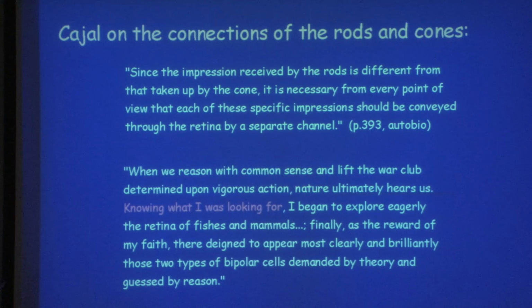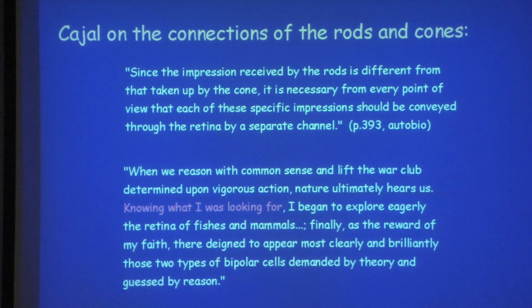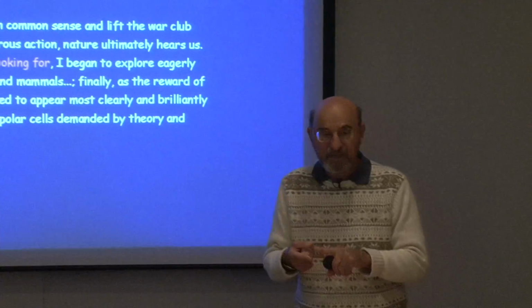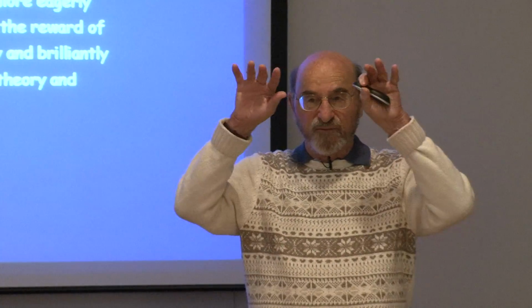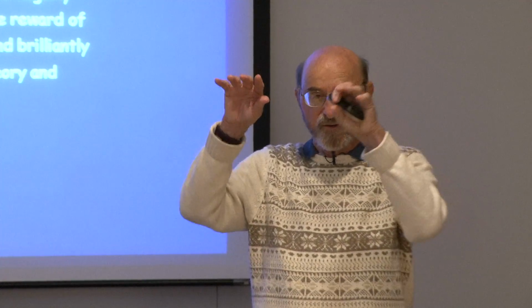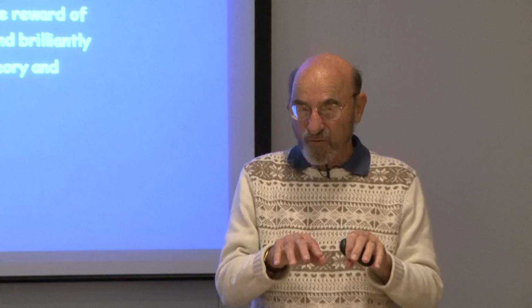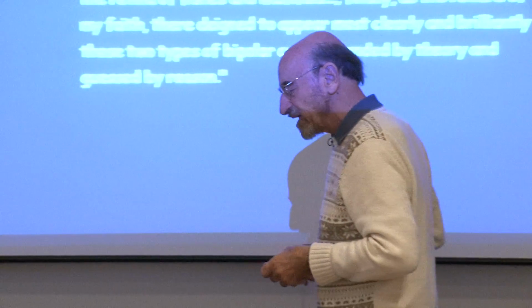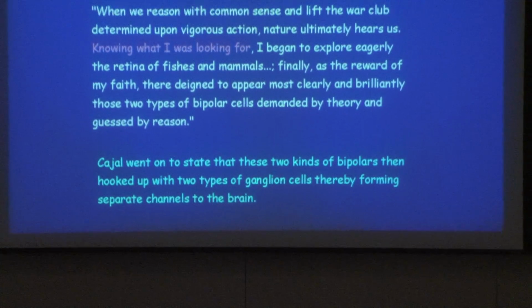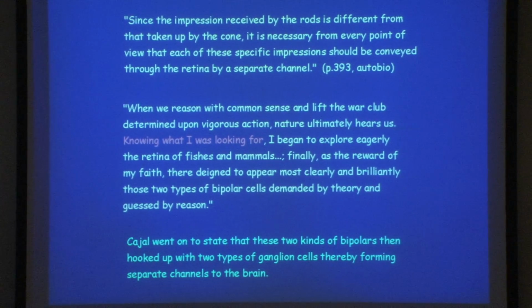What he means by this is that there were two basic kinds of bipolar cells, and I'm not talking about on and off, but in this case rod bipolars and cone bipolars. He said the rod photoreceptors connect with rod bipolars and the cone photoreceptors with cone bipolars. So that's what he then established, and that finding was basically correct. But then he went on to say that these two kinds of bipolars hook up with two types of ganglion cells, thereby forming separate channels to the brain.